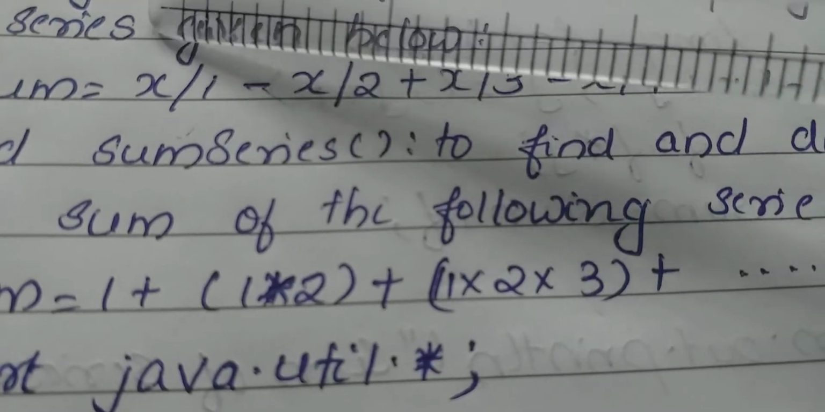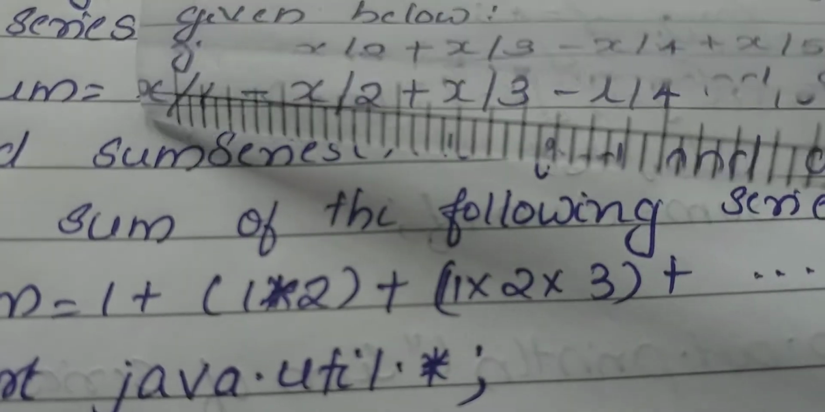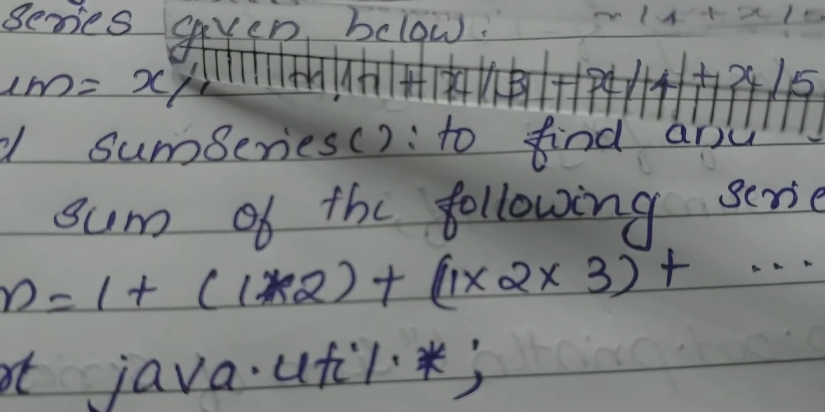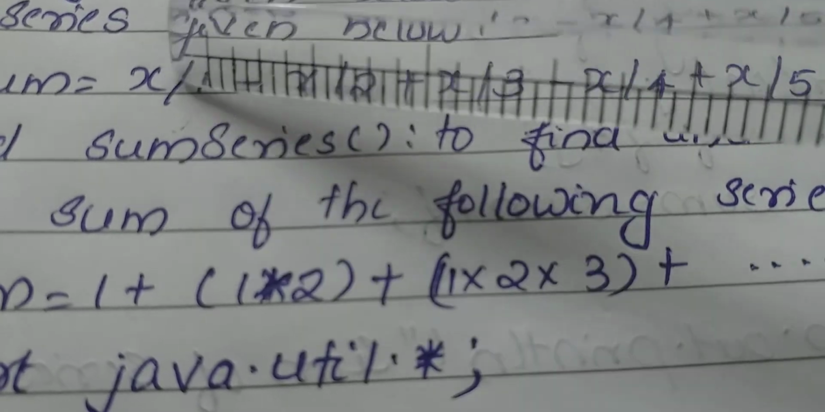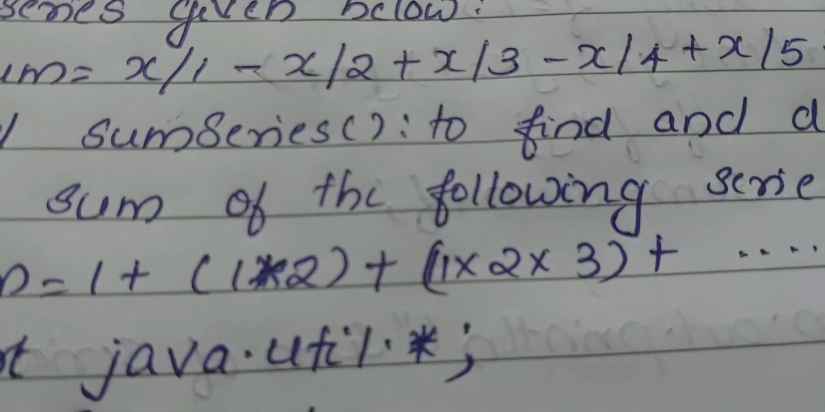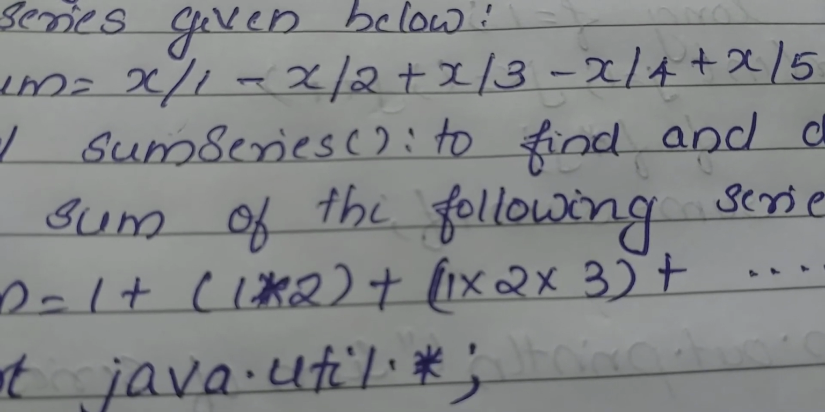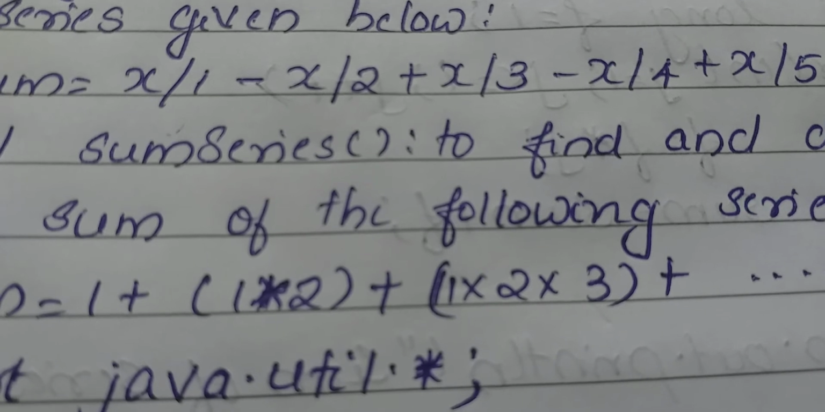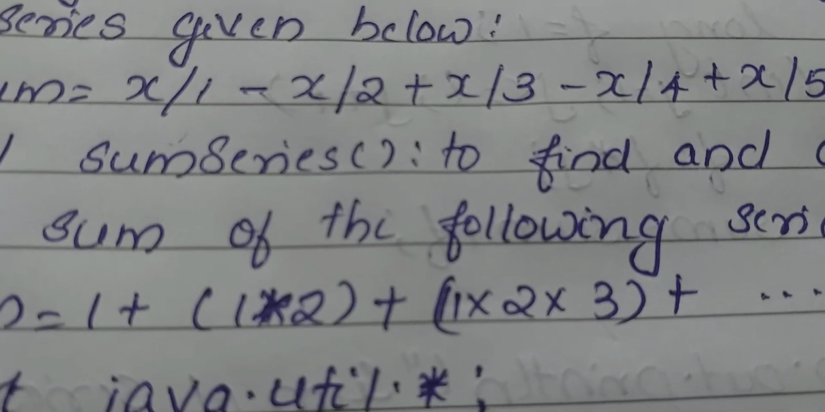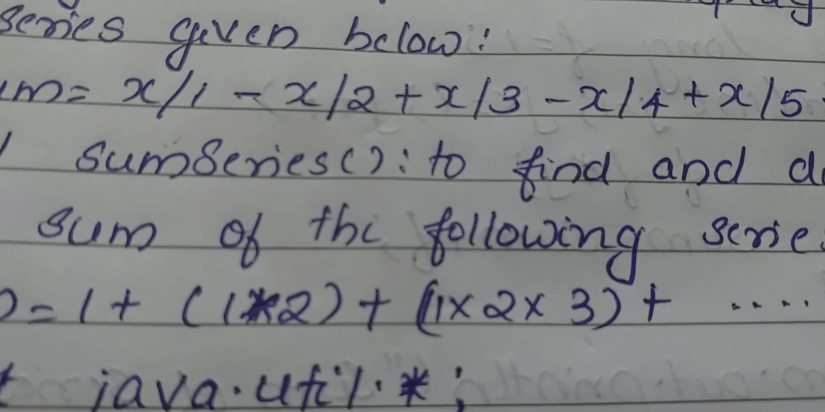So let's move on. For this program, what are the things we require? We want to store the term in a variable called term. For storing the first term we want a variable, so we are assigning one. Then for the sign value, positive and negative, we require a variable for storing it. For that we are declaring a variable known as sign. You can give any name according to your wish.